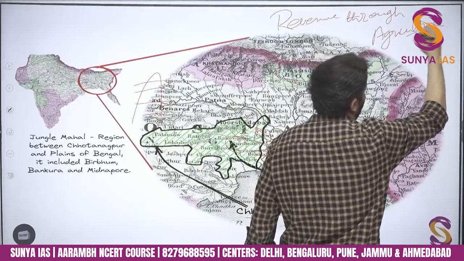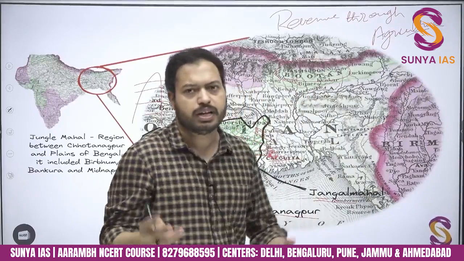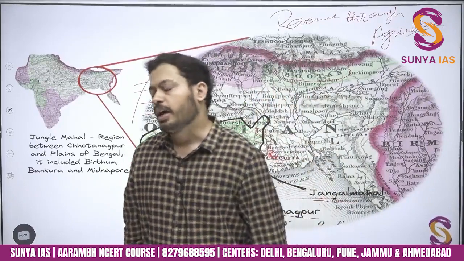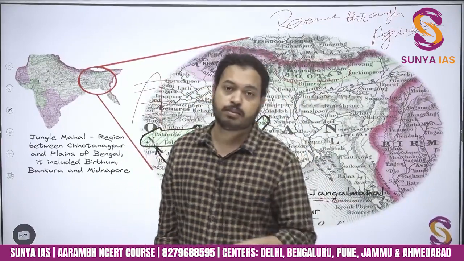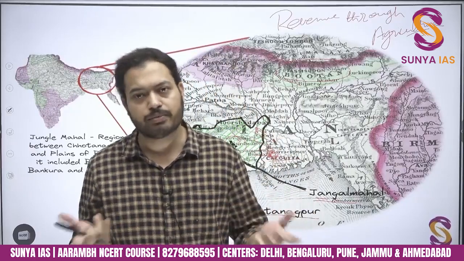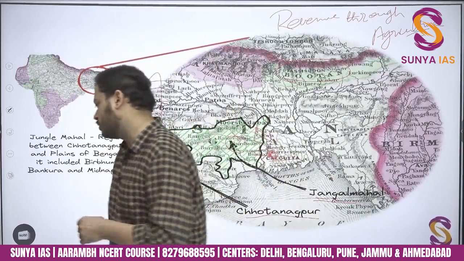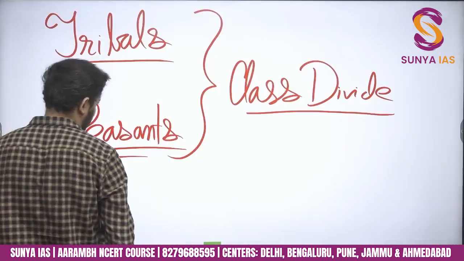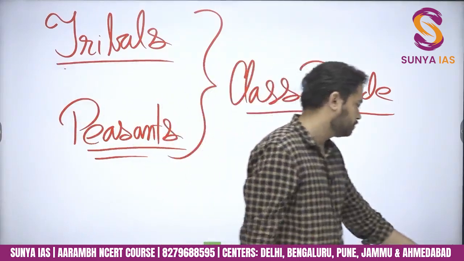The main source of revenue was whatever agriculture produces, you take a part of that. If more land is under settlement, more land is under farming, then more revenue will be collected. Basic funda. So what Britishers started doing, let me put this thing for you to understand properly.